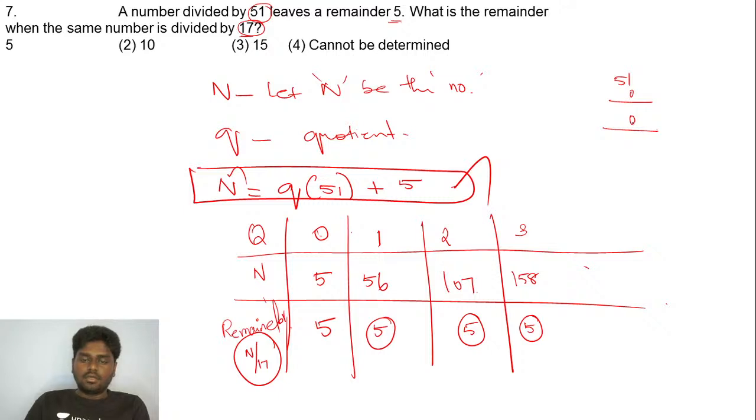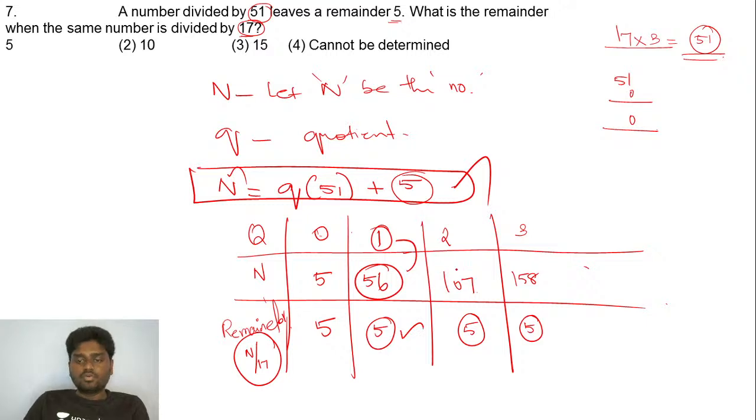Right? So if that is the case, then you'll be getting the remainder to be 5 here. Why 51? I can say that 17 into 3 will exactly give me 51. And if I put 1 here as a quotient, you'll be getting 51 plus 5, 56. And from the number, if you subtract the quotient, you'll be getting the remainder to be 5.